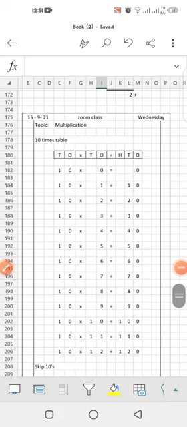Today is 15th of November 2021 and the day is Wednesday. The topic we are doing this week and previously is multiplication. We are done with the multiplication sums. Now we are heading towards the tables. Today we have completed our last table, that is the 10 times table. We have done the tables of 2, 3, 4, 5 and the last one is 10.